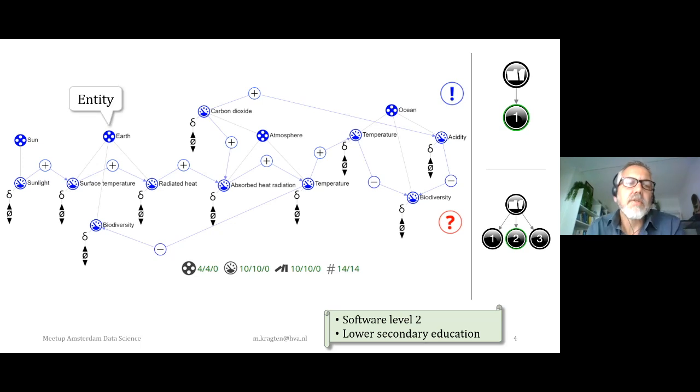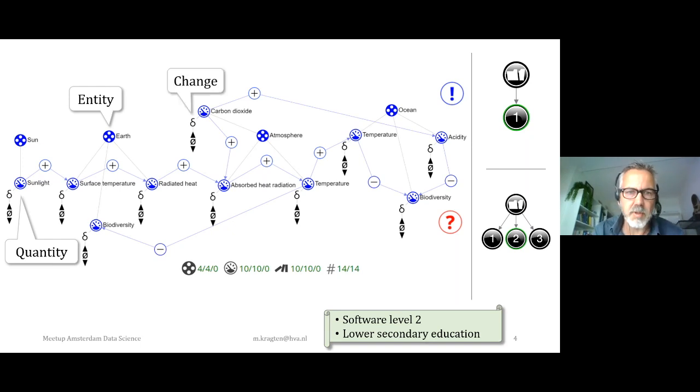Well, the first thing the students have to understand is that there's a difference between entities, the physical objects within a system, and quantities. Quantities are properties of the entities, and they can change. They can increase, decrease, or be stable. So those are some things they learn in the second grade.